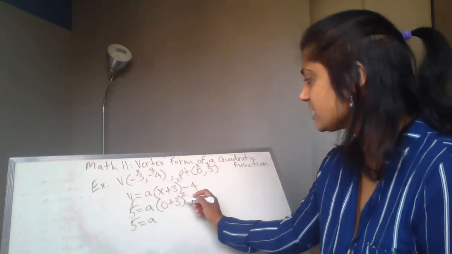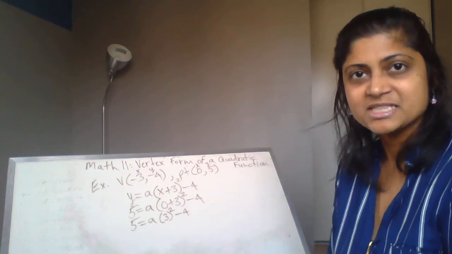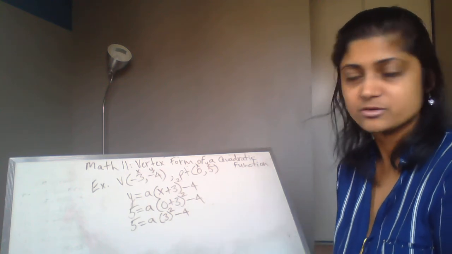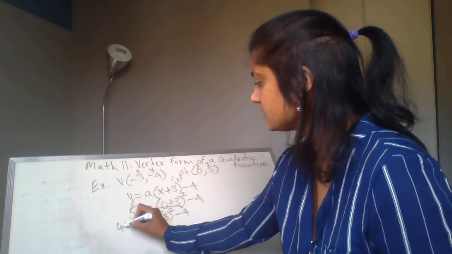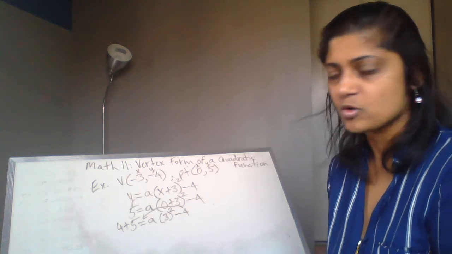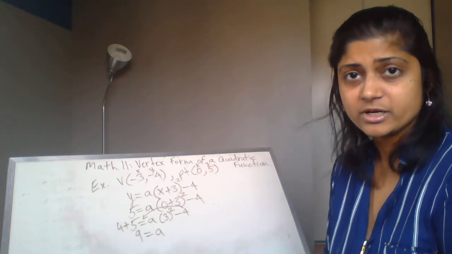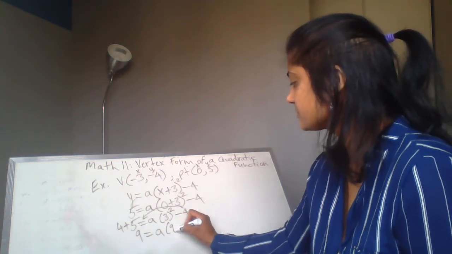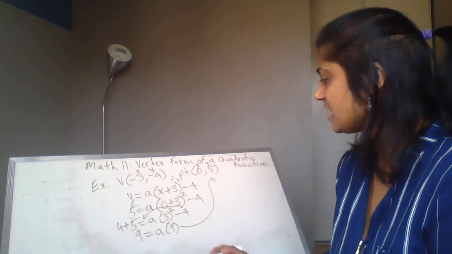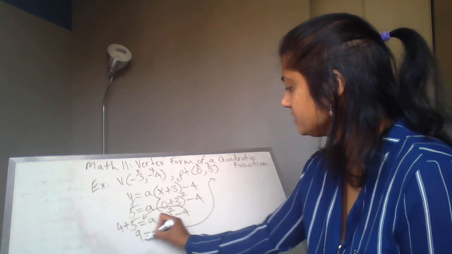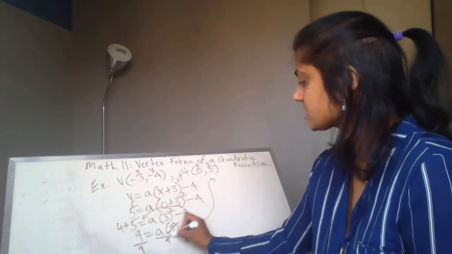In brackets here, this is actually 3 squared minus 4. I'm going to take this -4 to the other side and make it positive. On the other side is going to be 5 plus 4, which is 9, equals 9a, and I'm doing 3 squared, which is 3 times 3, which is also 9. I have to make sure I'm dividing it by 9 on both sides, and the reason we do that is so this 9 just cancels out.